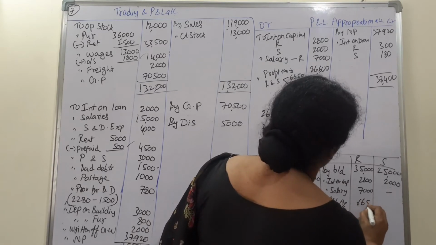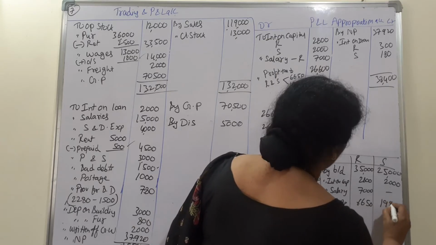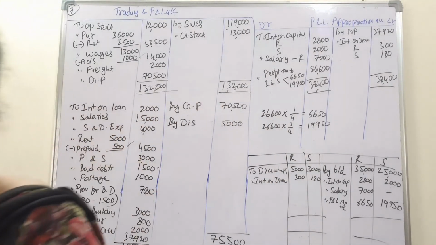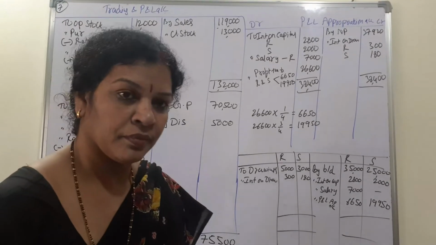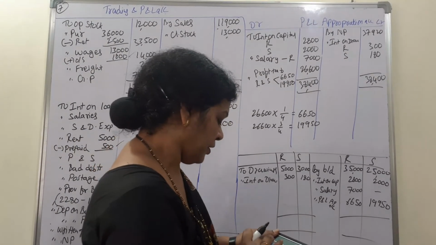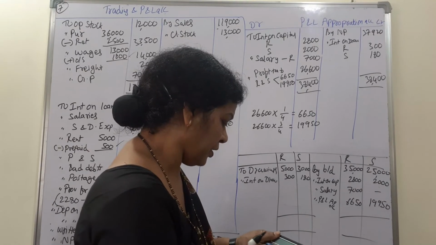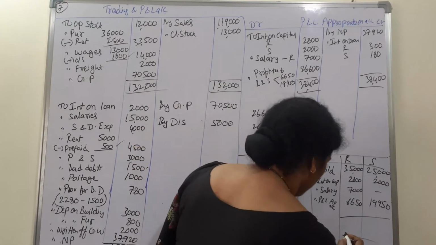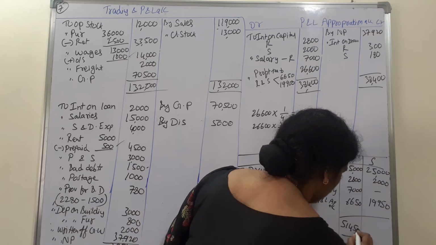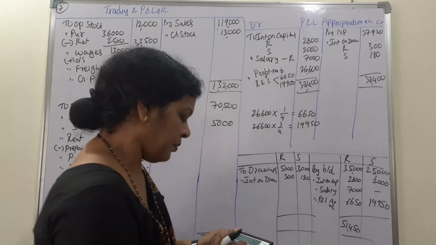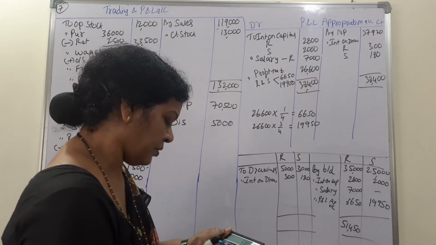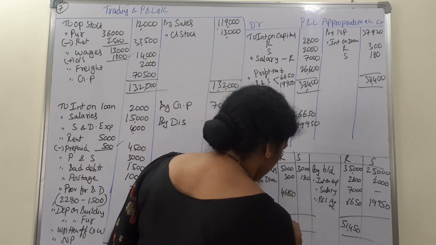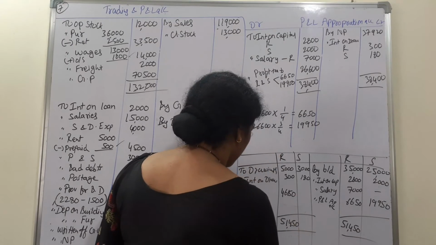6,650 and 19,950. We'll use the calculator now. 35,000 plus 2,800, 7,000, 6,650, 51,450. 51,450 minus 5,300. It is 46,150. This is balance carried on.